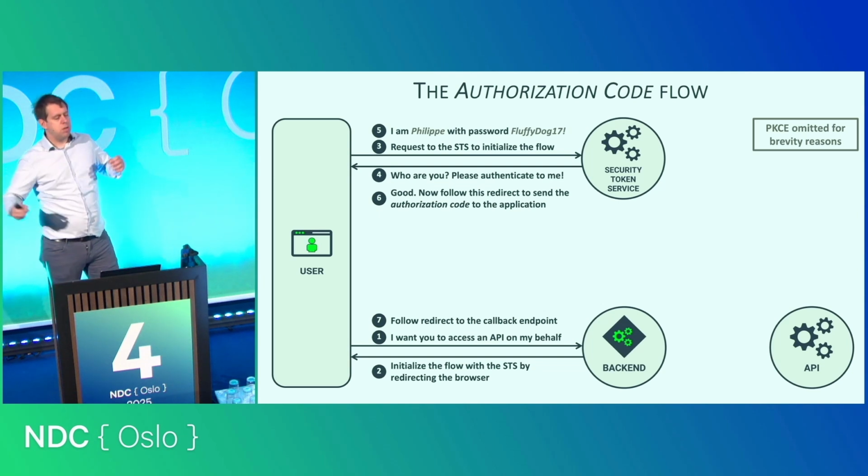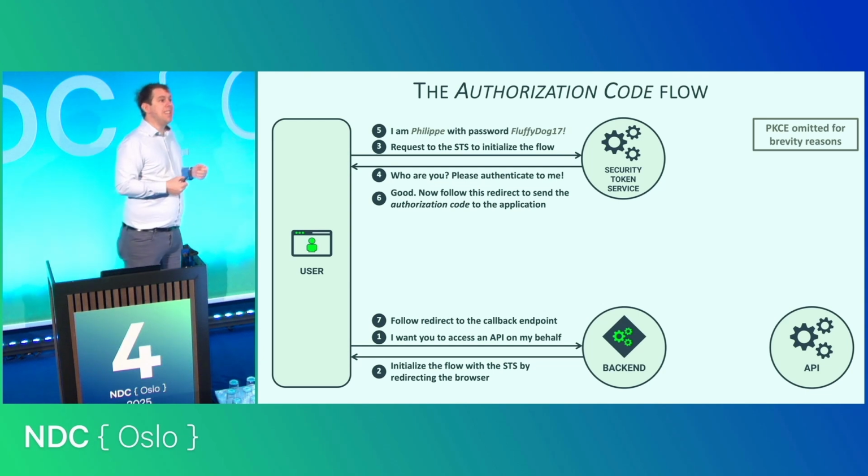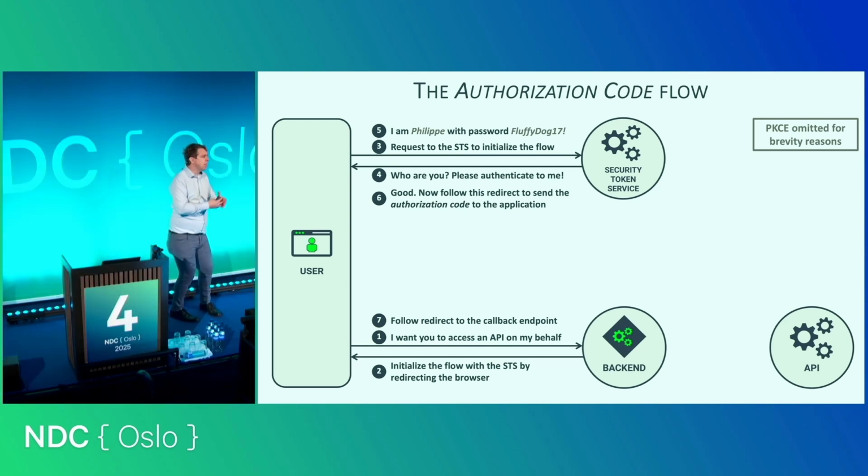All right, so on the back end, we now have code doing like request.getParameter code, and that authorization code is a temporary artifact. It is basically meaningless to the client application. Doesn't mean anything, can't really use that for anything except one thing, and that's exchanging that code for tokens. Hence the name of the flow, authorization code flow.